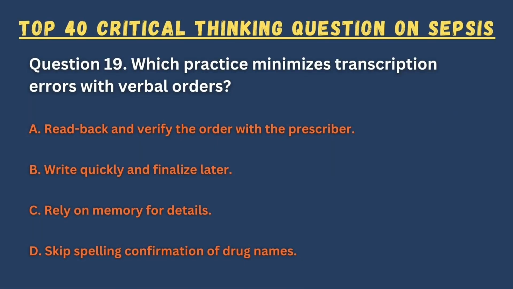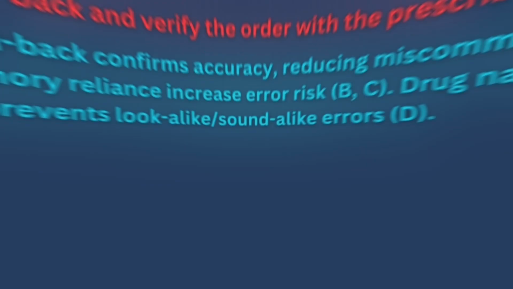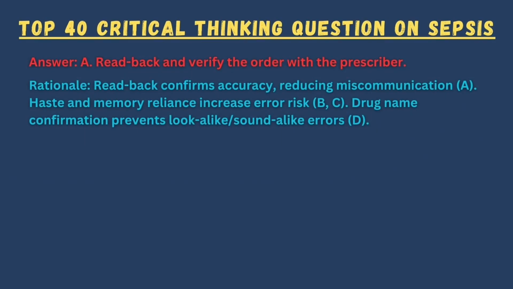D. Question 19. Which practice minimizes transcription errors with verbal orders? A. Read back and verify the order with the prescriber. B. Write quickly and finalize later. C. Rely on memory for details. D. Skip spelling confirmation of drug names. Answer. A. Read back and verify the order with the prescriber.